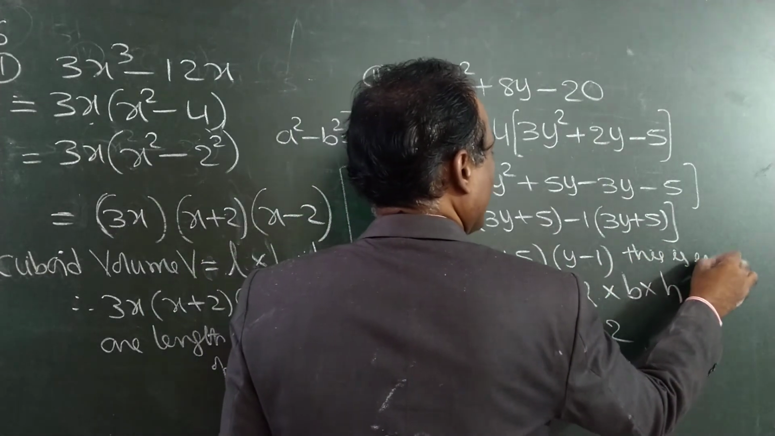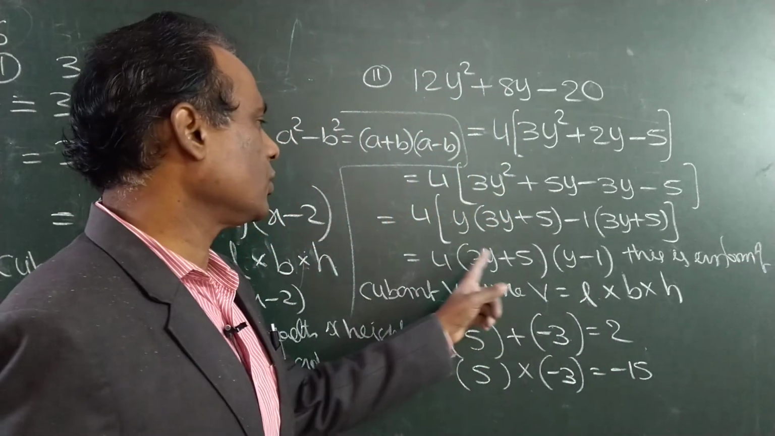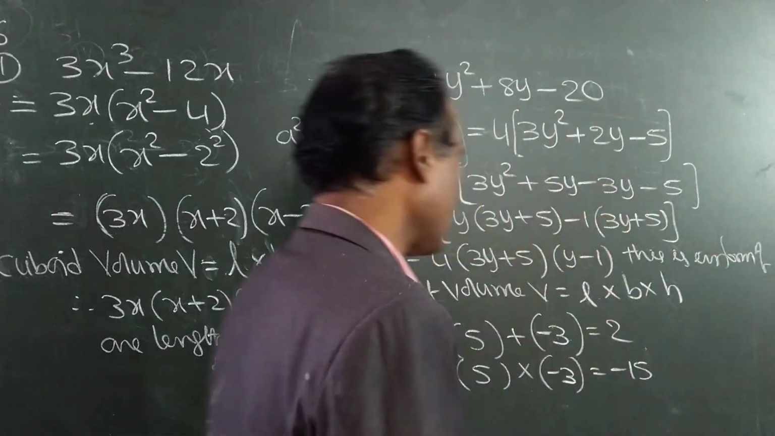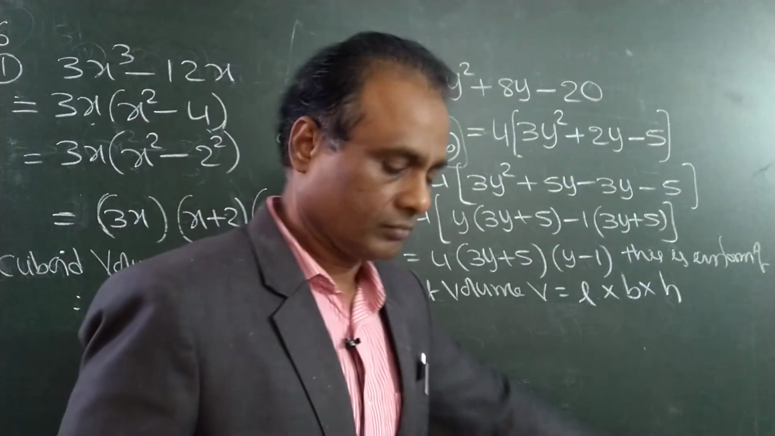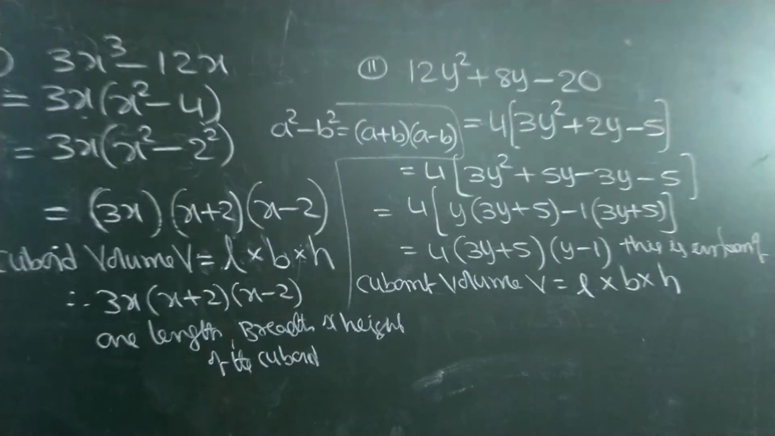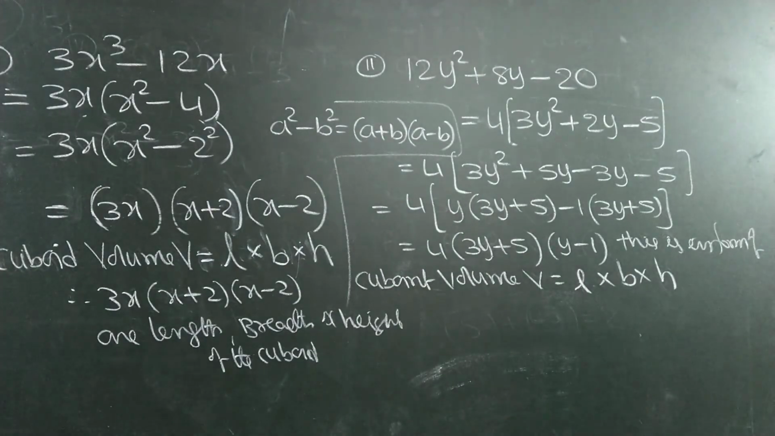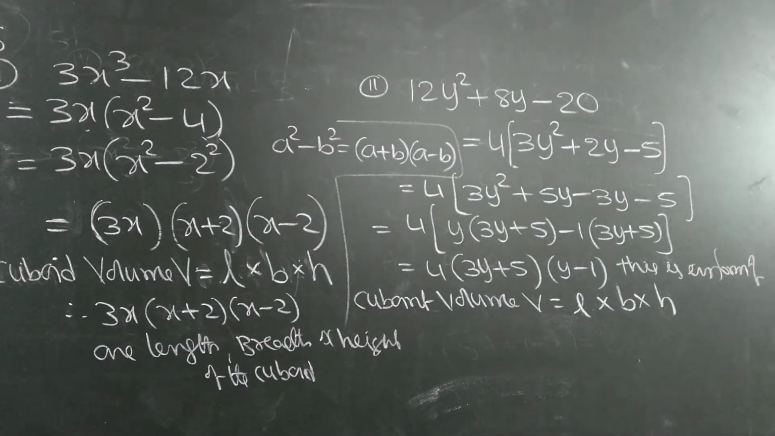This is in the form of length into breadth into height. So one is length, one is breadth, one is height. That's all. Right. Students, are you following or not?